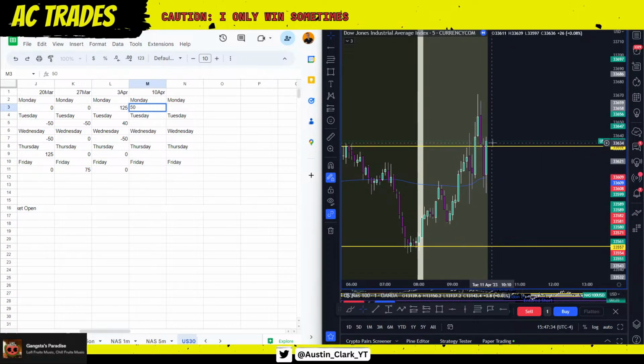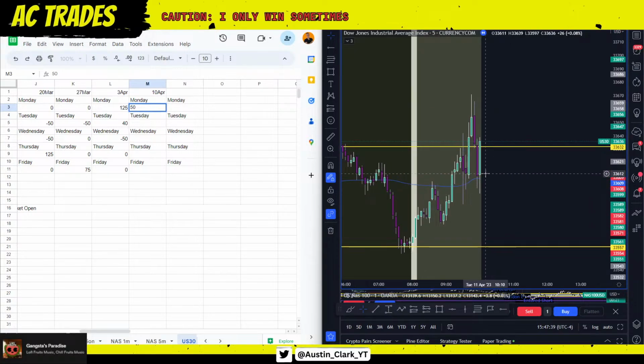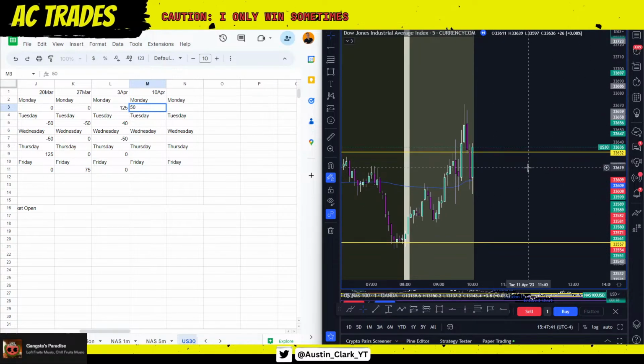And again, right here, yes, it broke that high and it closed above the high, but I don't like that big wick on the bottom. It tells me there's some sell pressure dragging it down.